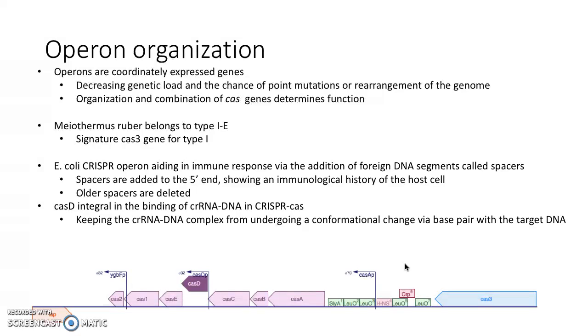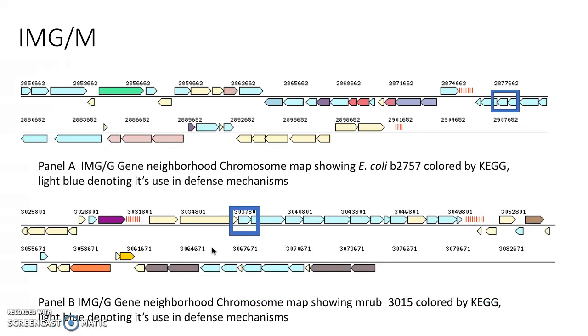Cas-D in specific, highlighted in the purple down here, is integral in the binding of CRISPR RNA DNA. In the CRISPR-Cas system, this binding is keeping the CRISPR RNA DNA complex from undergoing a conformational change via base pairing with the target phage DNA. This conformation change would prevent the CRISPR system from going on to other target phage DNA segments and performing its duty as an immunological response.